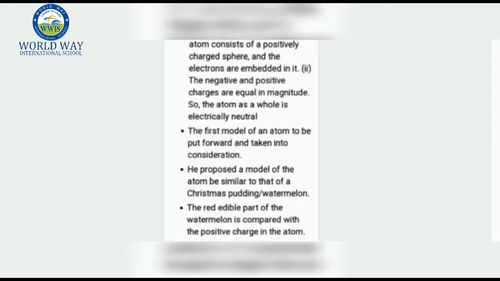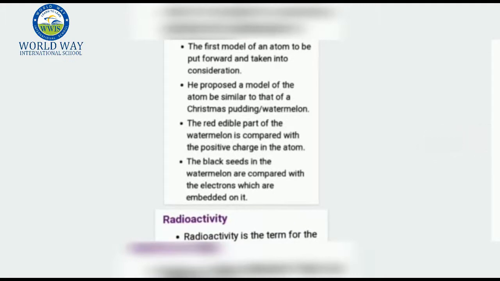He proposed a model of the atom to be similar to that of Christmas pudding or watermelon. The red edible part of the watermelon is compared with the positive charge in the atom, and the black seeds are comparable with the electrons which are embedded in it.